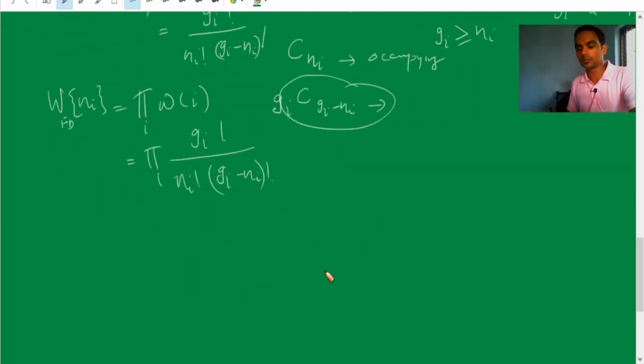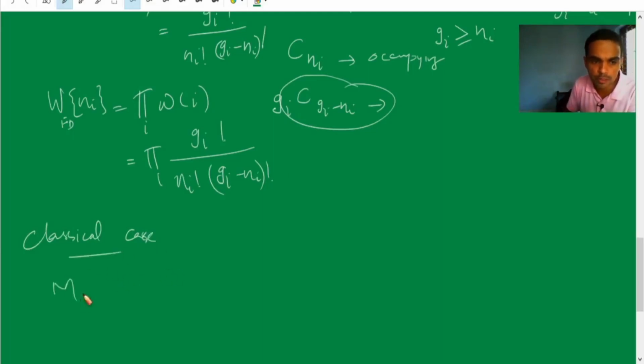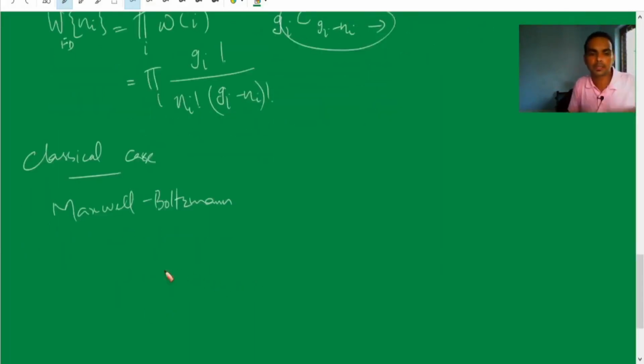Next, we can also discuss the Maxwell-Boltzmann case, that is the classical case. Classical case means Maxwell-Boltzmann distribution. In the Maxwell-Boltzmann case, the particles are considered as distinguishable. So in this case, any number of levels Gi can be occupied with any number of particles, no restrictions.